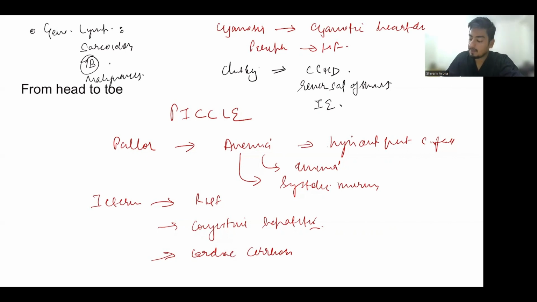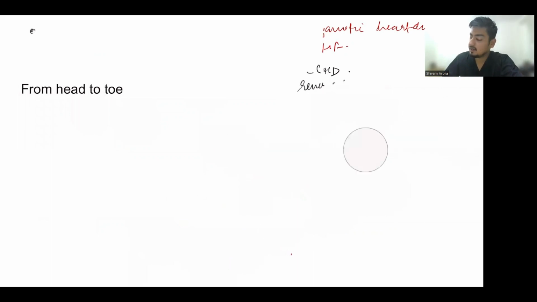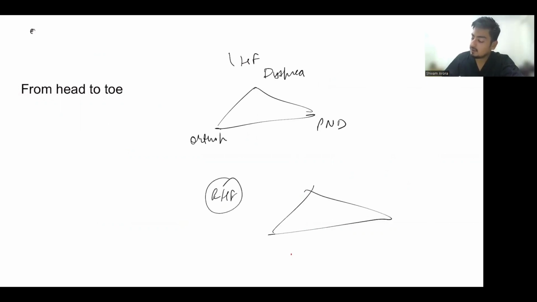Then pedal edema. Pitting pedal edema is a sign of right heart failure. So what are the clinical features of left heart failure and right heart failure? For left heart failure, we have this triad of dyspnea, orthopnea, and PND. For right heart failure, we have this triad of raised JVP, pedal edema, and ascites.